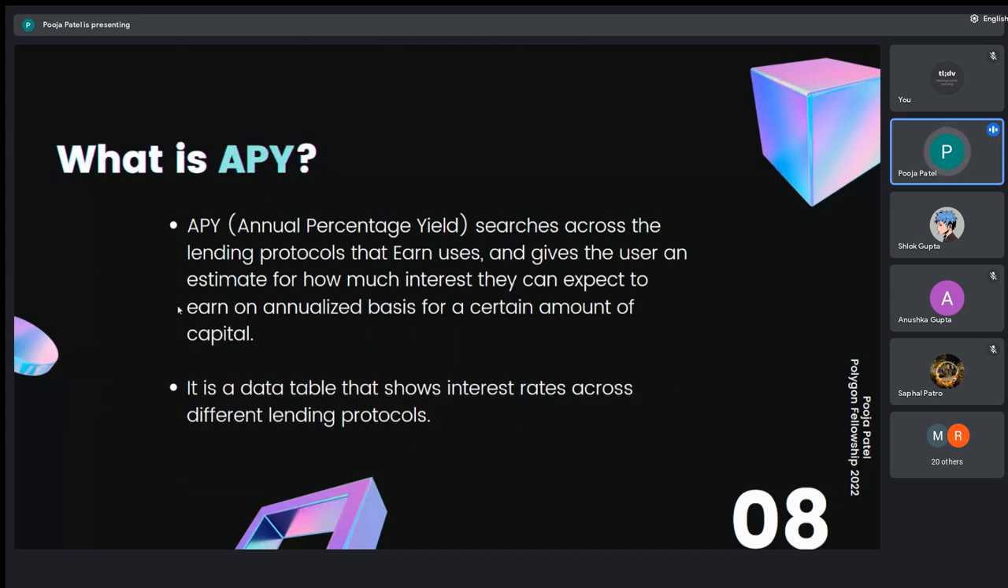So what is APY? APY is basically a data table that shows the interest rate across different lending protocols, and it offers users a place where they can compare the APY of different DEXes.